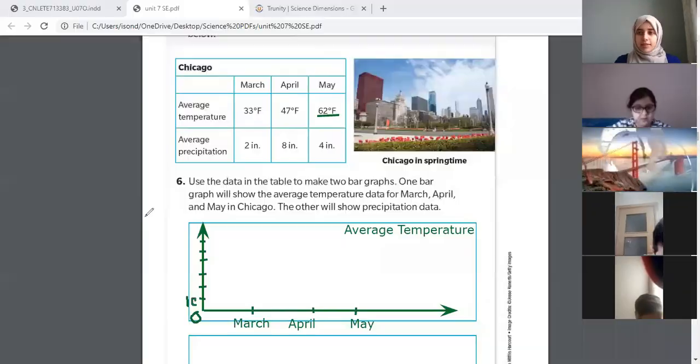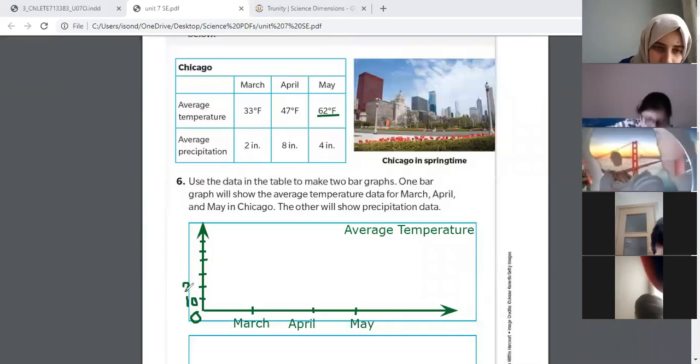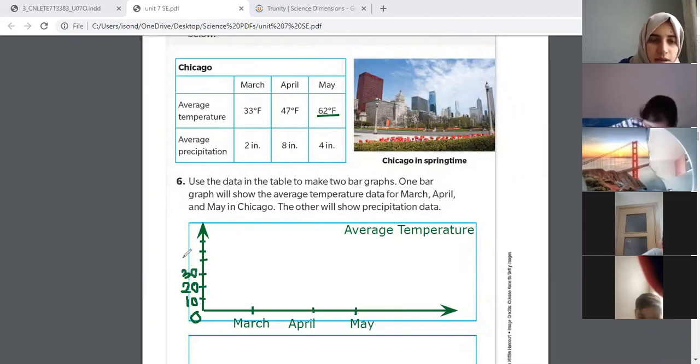Remember, you need to put the numbers on the side of the bar graph, and for this example, we can count by tens because the estimations are close. So 40, 50, and the last one will be 60.